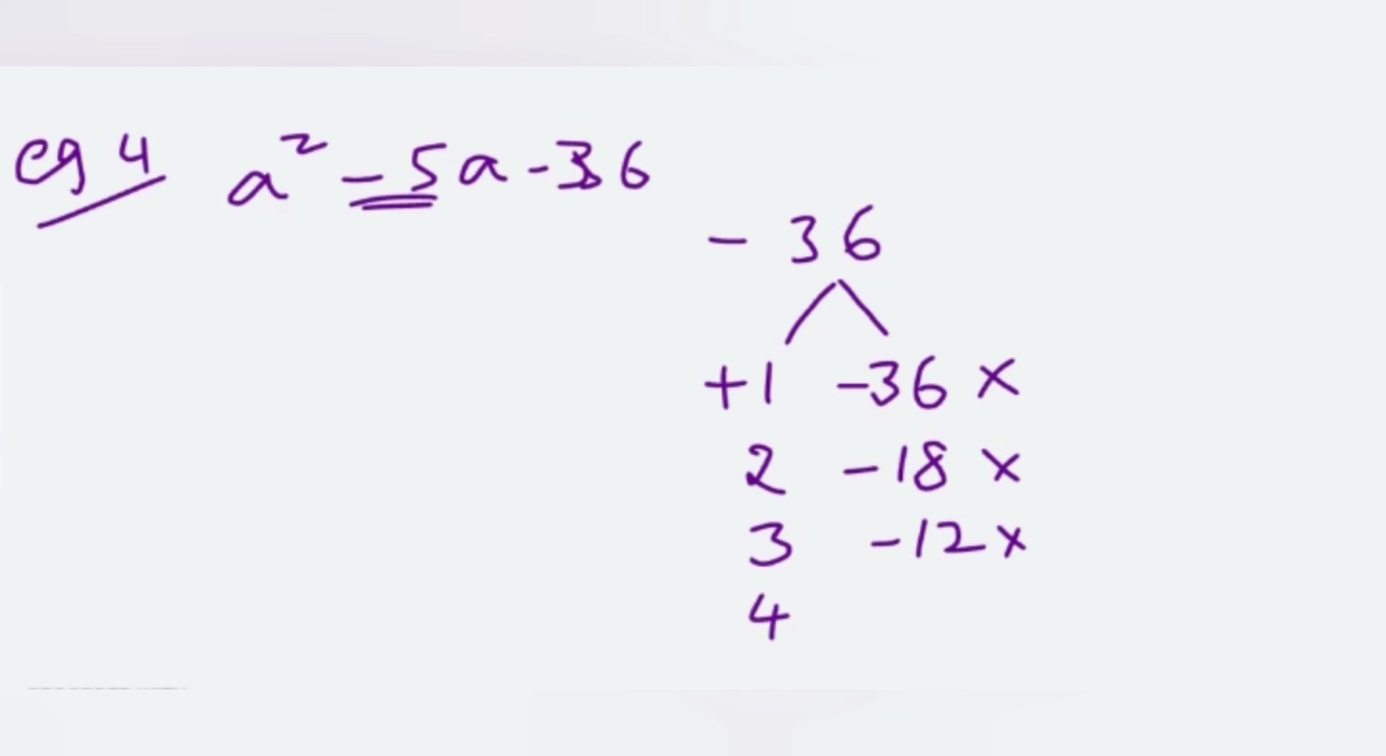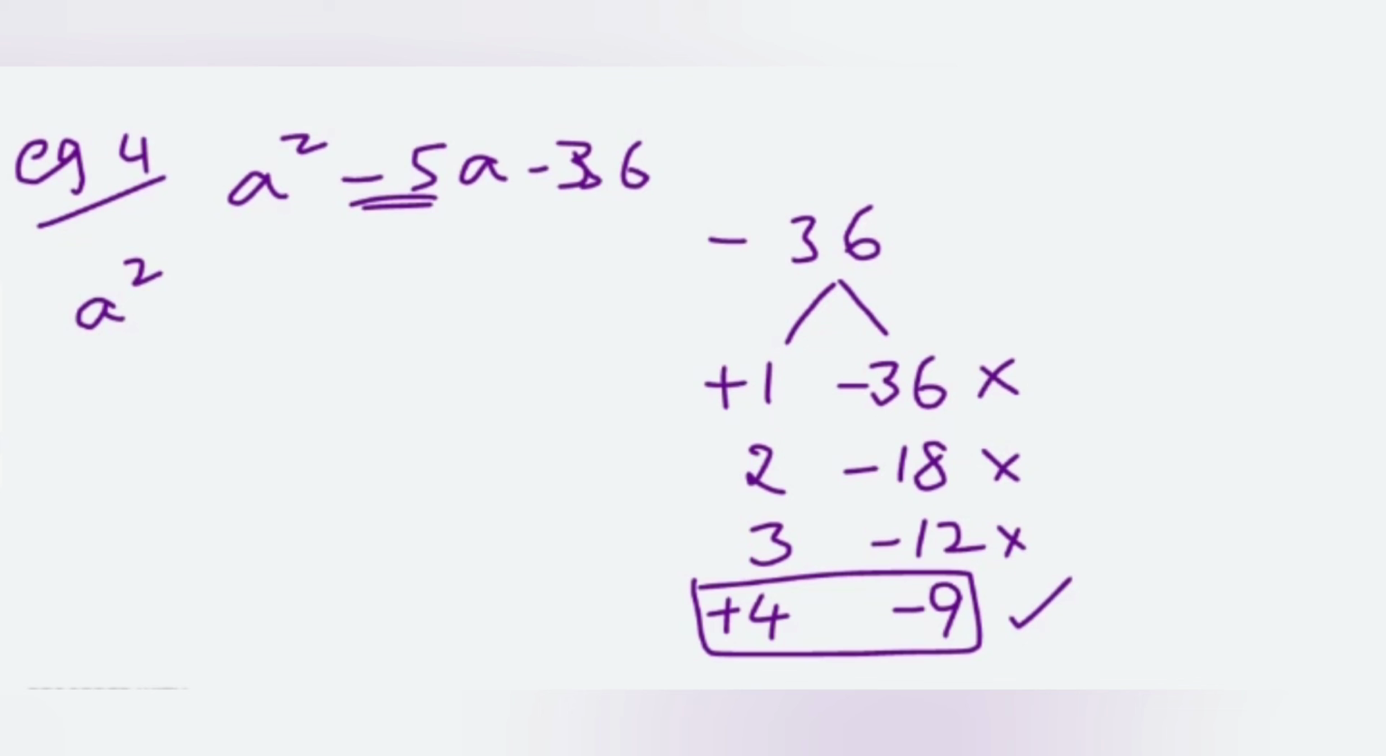Try one more. 4 table, 4 nines are 36. 4 into minus 9 gives you minus 36. And if you add these two, plus 4 and minus 9, yes, you are getting minus 5. So these are our required suitable factors. So a square. Now this minus 5a we are splitting into two terms, which are plus 4a and minus 9a. So I'll write plus 4a and minus 9a, minus 36 as it is.